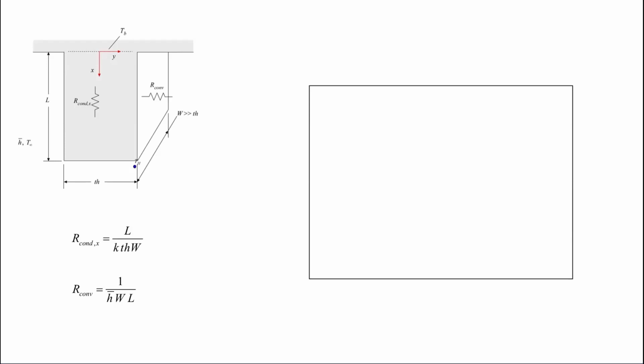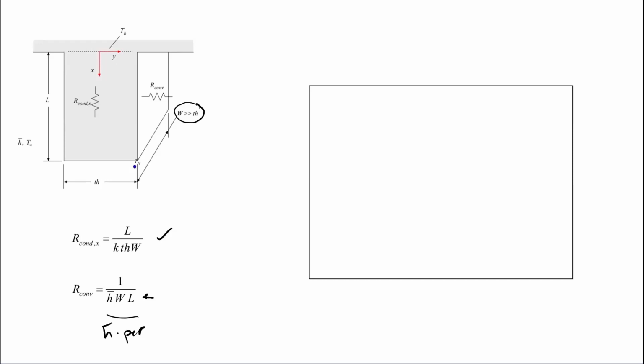So here we have our conduction in the x, which is the total length it has to go, L over K times thickness times W, and then we have convection. And by the way, this is normally H bar times perimeter. So why did I just write H times W times L for convection? Well, we're assuming W is much, much bigger than the thickness. So this simplification here is just an approximate solution that's good enough. Right? Okay, so what's going to be the case?